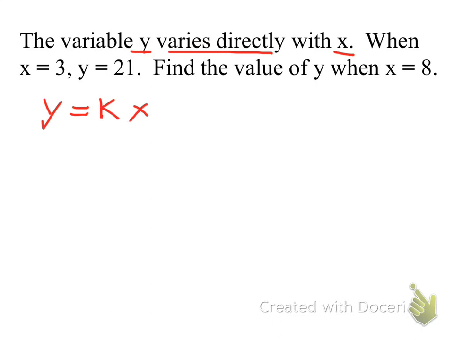Then it says, when x equals 3 and y is 21, find the value of y when x equals 8. When x equals 3, y equals 21. So I substitute that in. They're basically asking you, find the slope, and then use that constant rate of change to find out when x equals 8. So I'm going to substitute in 3k equals 21. What would I need to do to get the k alone and find that constant? David? Divide both sides of the equation like this. And then we get k is equal to 7.